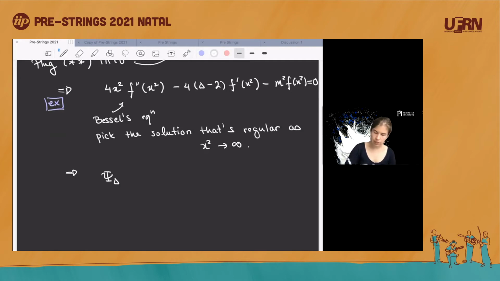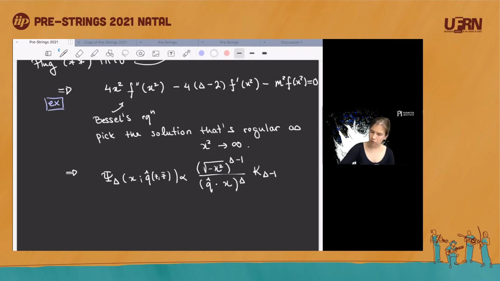So you find that psi delta of x, q hat, z and z bar is equal to minus x squared to the delta minus 1, up to some numerical x-independent constant, proportional to the following function: this multiplied by the Bessel function K of delta minus 1, m times the square root of x squared.